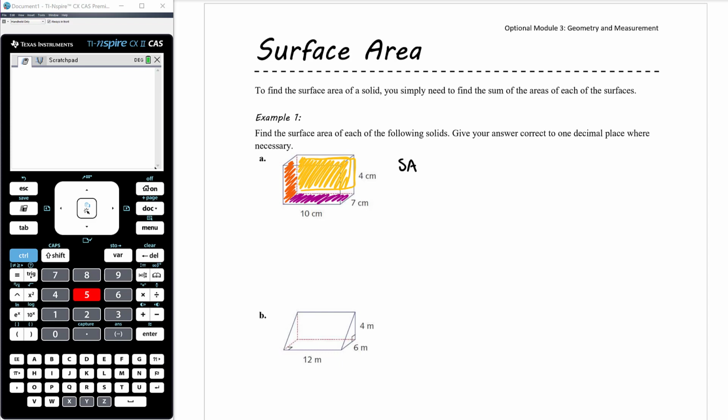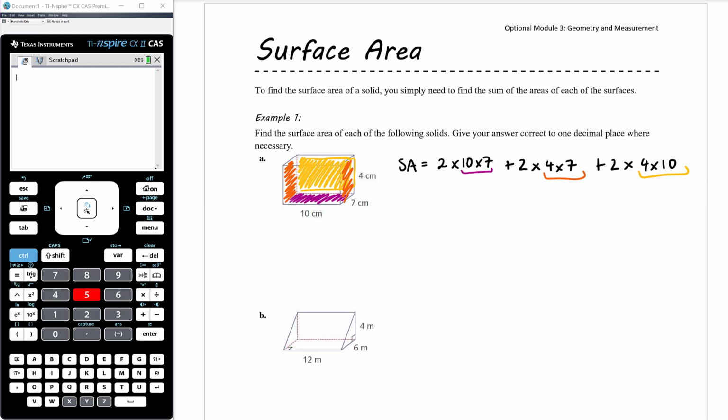So the surface area here, there are going to be 2 rectangles that are 10 by 7, that's the purple ones. Okay, and then there are also 2 rectangles that are 4 by 7, that's the orange ones. It's here and there. And then there are 2 rectangles, the back and the front, which are 4 by 10, and that's the yellow one. So being really careful, you should have 6 surfaces, 3 unique, and 2 of each of those unique surfaces.